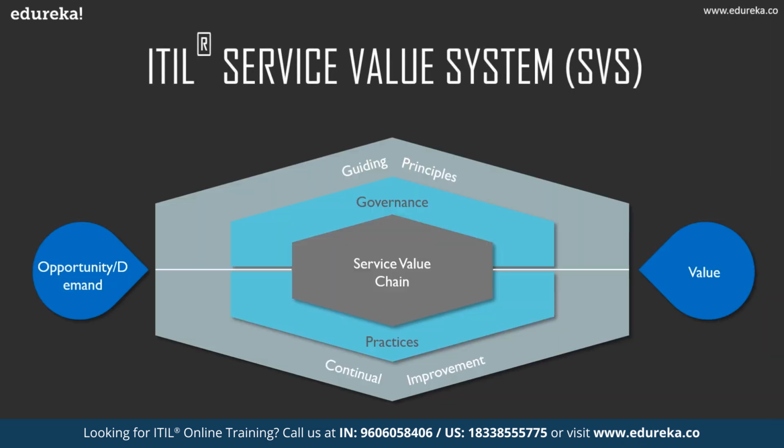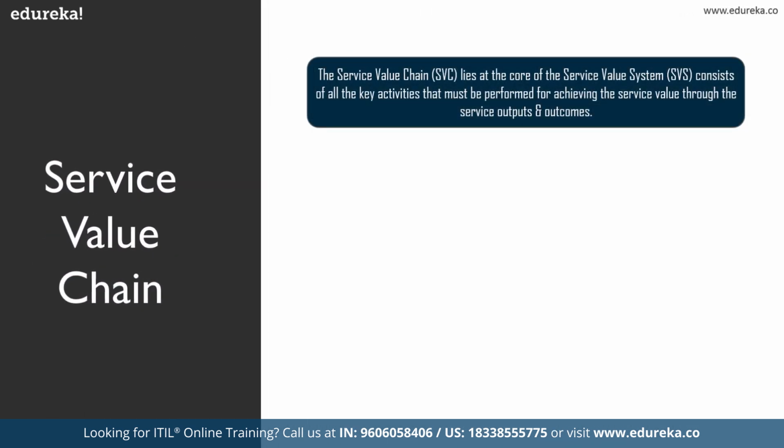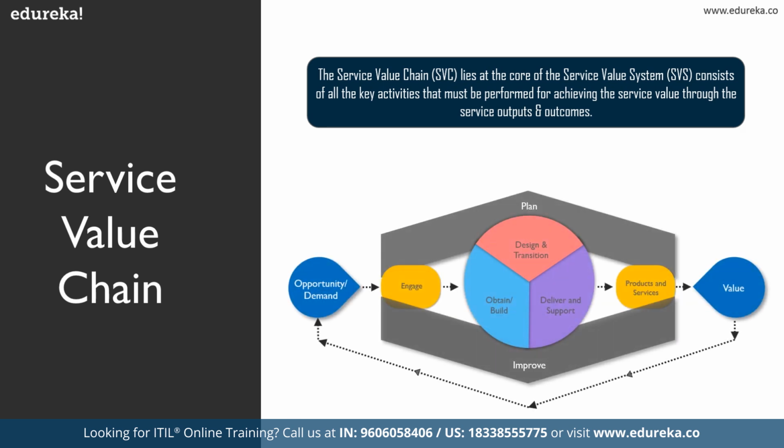Now, the next component we have in the service value system is the service value chain. The service value chain lies at the core of the service value system, as we saw, which consists of key activities which need to be performed for achieving the service value through service outputs and outcomes. There is a difference between an output and an outcome. A product or a service which comes out as a result of some action, we call it an output. The impact of that, we call it an outcome.